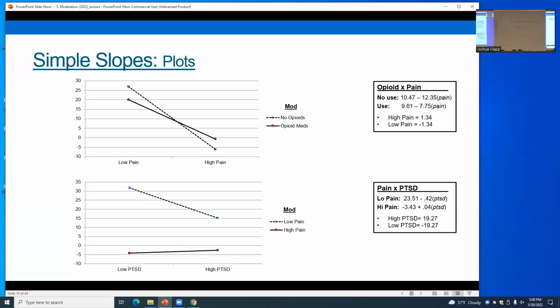Pain and PTSD one? Yeah. So what we're saying is, if we're holding pain constant at a standard deviation below the mean, what we're seeing is that there is a negative relation between PTSD and functioning. But at high levels of pain, so a standard deviation above the mean pain, we're seeing no association between PTSD and functioning.